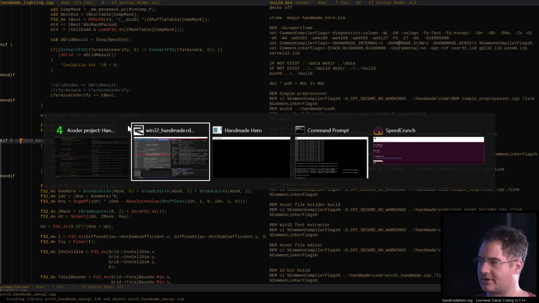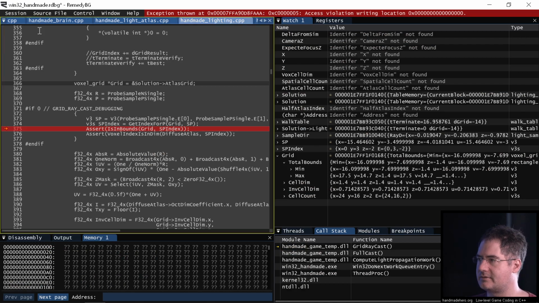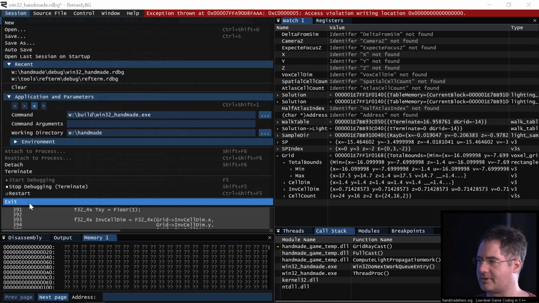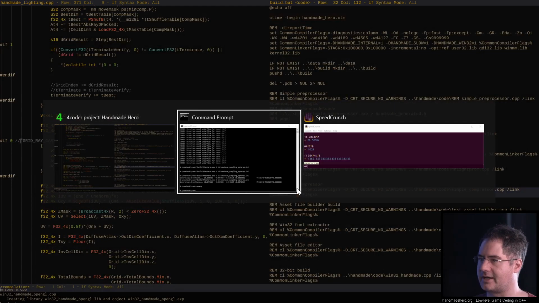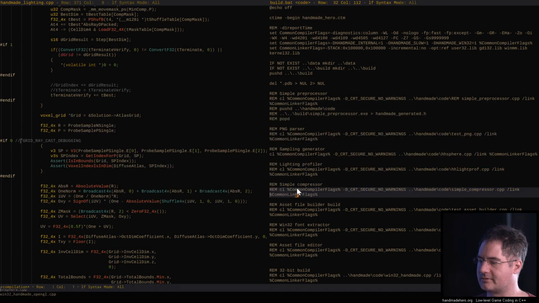So what's happening here? We've got to update our remedy. We need to be able to kill our app, which we can't anymore. It looks like that stopped working.